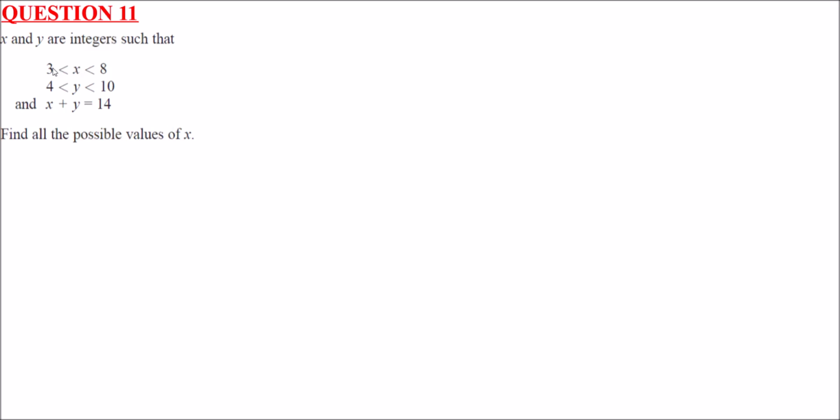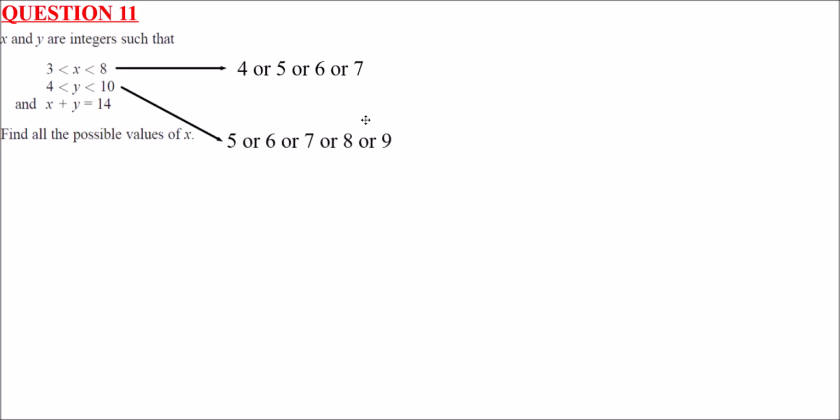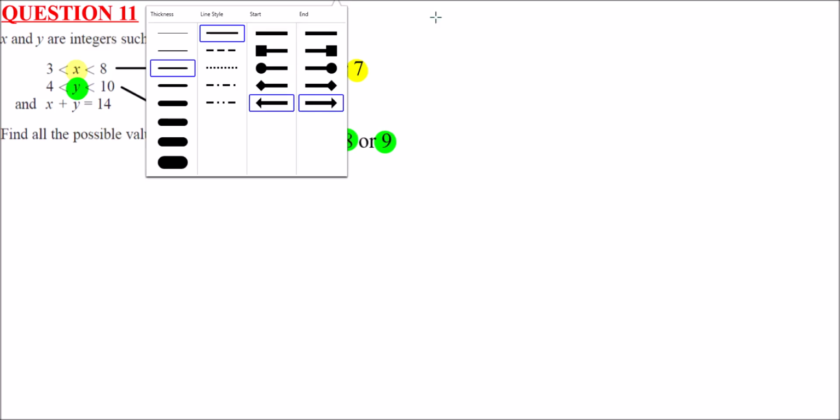If x is a whole number in between 3 and 8, then x could be 4, 5, 6, or 7. Similarly for y, if it's more than 4, it could be 5, 6, 7, 8, 9, but not 10, because it has to be less than that. So the initial possibilities for x and y are as follows. So these are the x's, and the others are the y's. So x, consider 4, 5, 6, and 7, and for y, let's just consider the initial possibility of 5, 6, 7, 8, or 9.